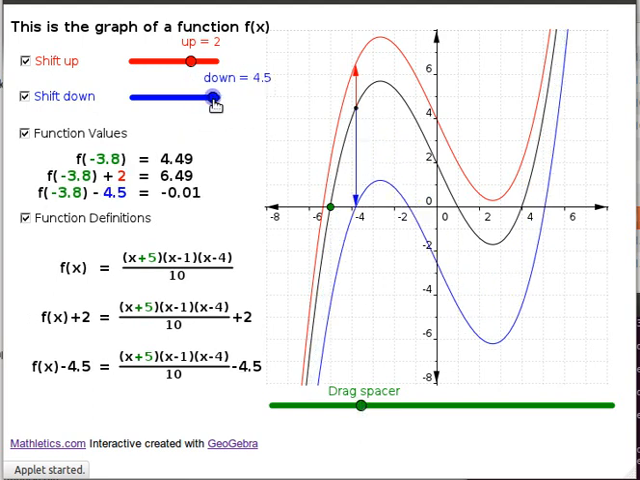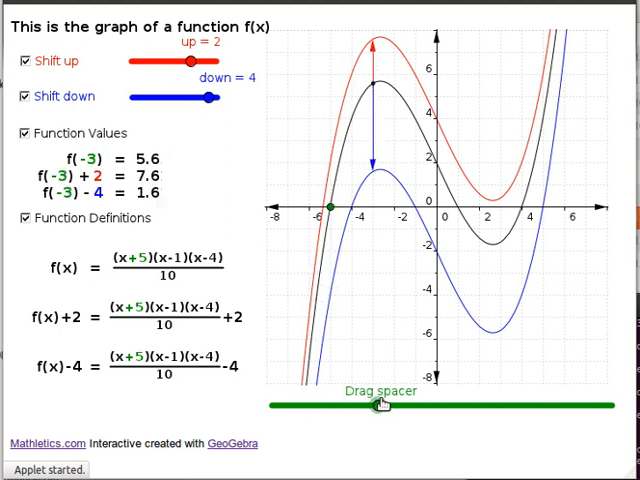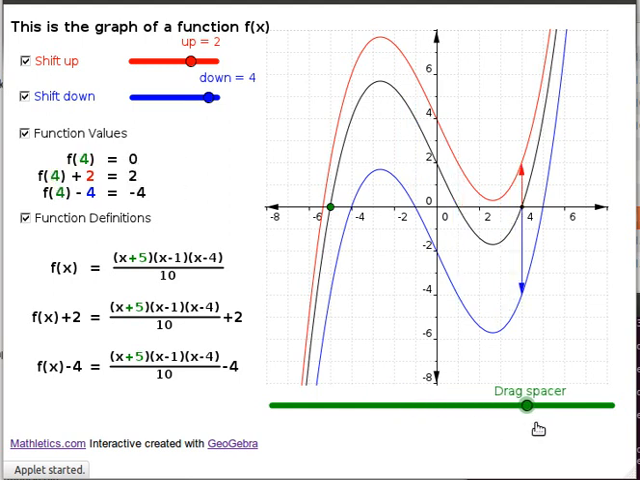Let's make it 4 units because it fits on the graph nicely. So you can see that the blue line is always 4 vertical units below the black line, and the red line is 2 units above the black line.